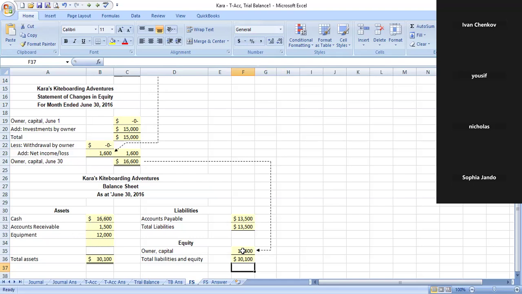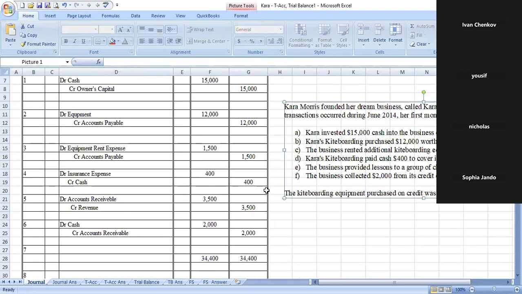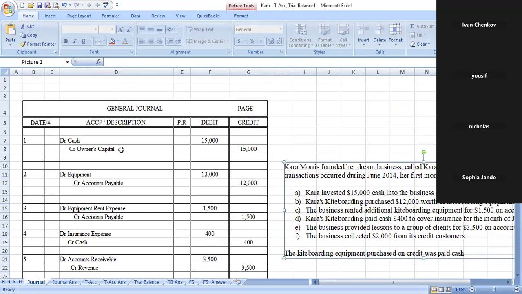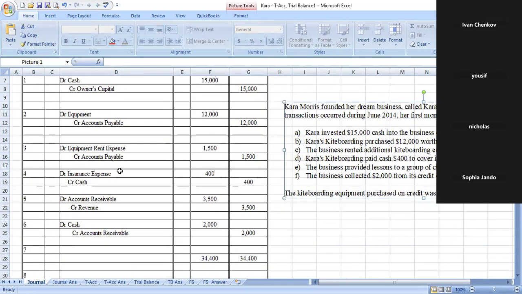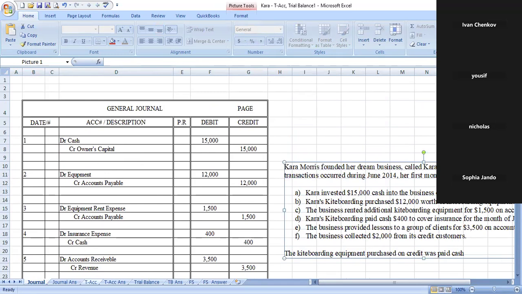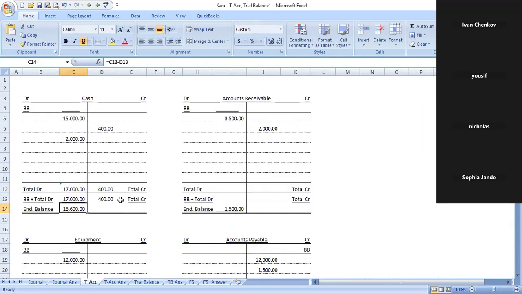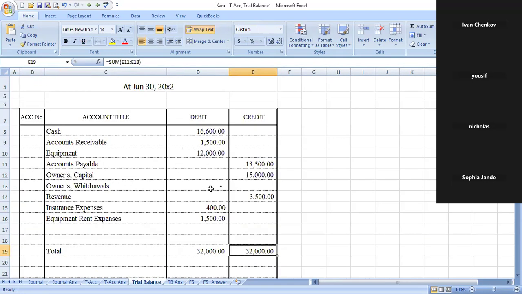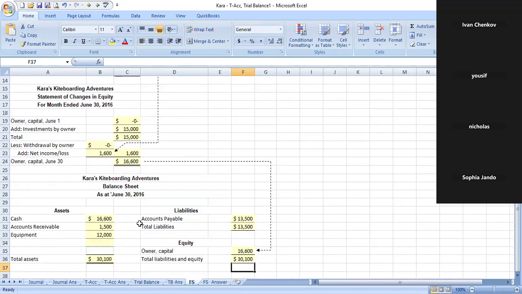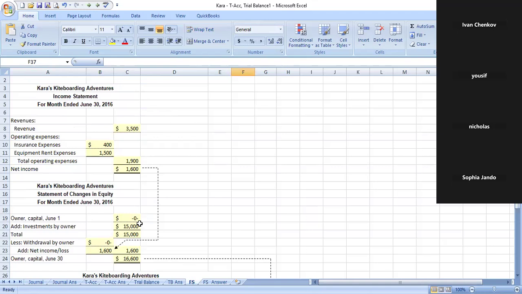So what we just did with this question, we went through everything possible with the whole accounting cycle: from the transactions, recording transactions in the general ledger, transferring the transactions from the general ledger into the T accounts, calculating the balances on the T accounts, and preparing the trial balance. And from the trial balance, we prepared the simple financial statements.